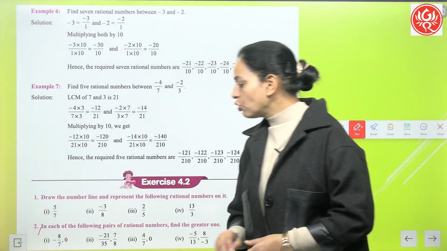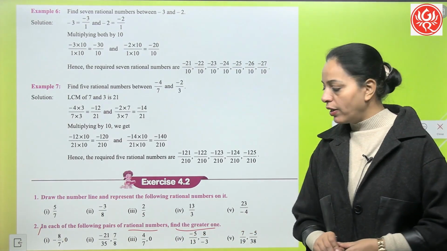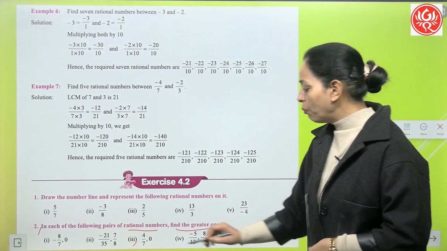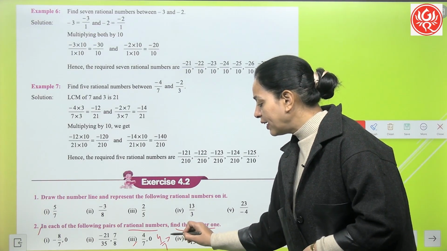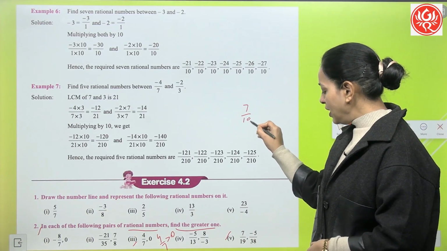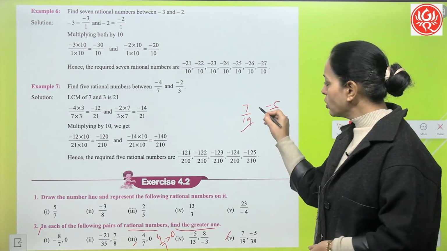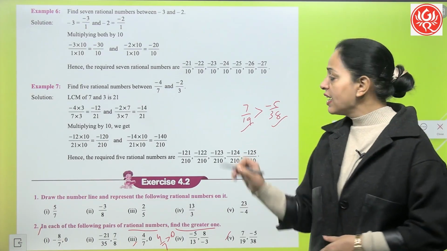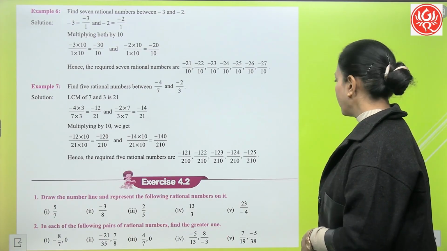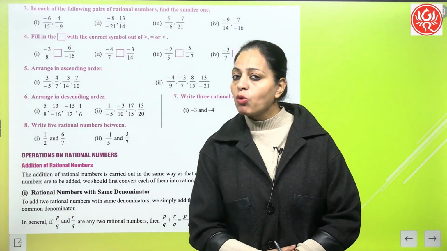Now come to question number 2. In each of the following pairs of rational numbers, find the greater one. Now we have to compare. Like third part, 4/7 and 0. We know a positive rational number is always greater than 0. Okay. Now like fifth part, 7/19 and -5/38. So this is positive, this is negative. Of course, a positive rational number is always greater than a negative rational number. Okay. Now see next. Now the third question, in each of the following pairs of rational numbers, find the smaller one.